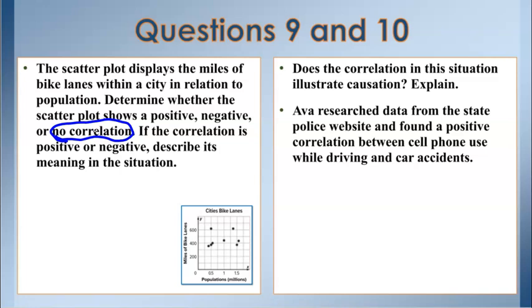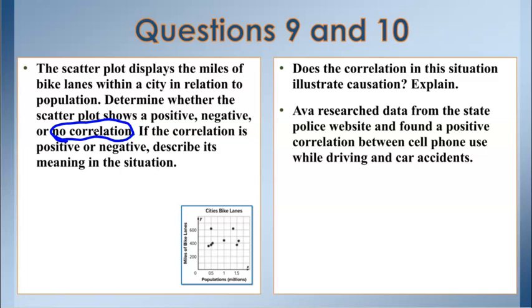Question 10. Does the correlation in this situation below illustrate causation? And then we need to explain. Ava researched data from the state police website and found a positive correlation between cell phone use while driving and car accidents. So is there a correlation?